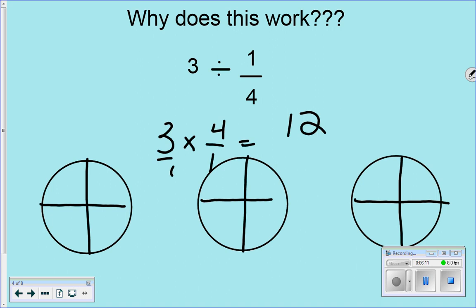Yeah, Cadence. By the opposite. Sometimes, yeah. Sometimes. It's hard to think of it that way, though. But yeah, so this is just one visual to show you how this works.